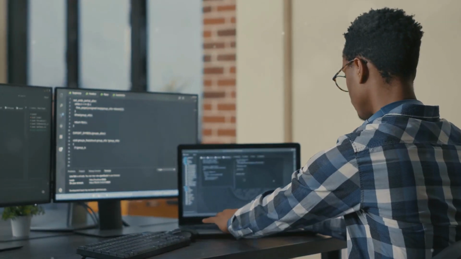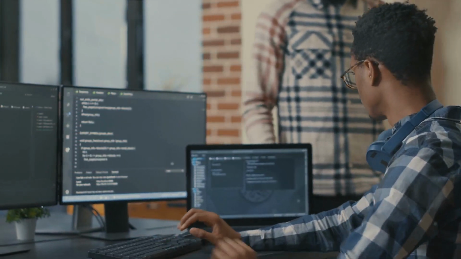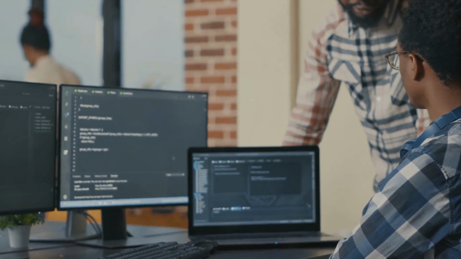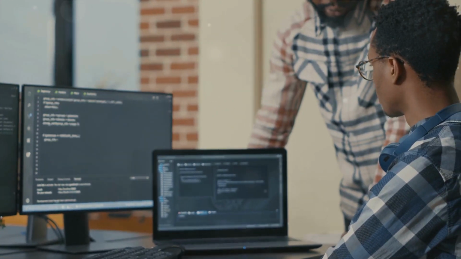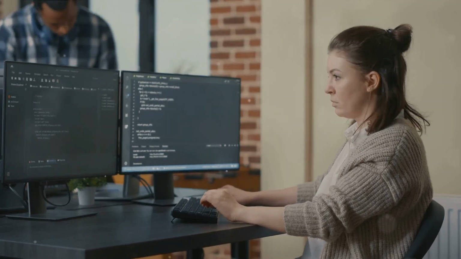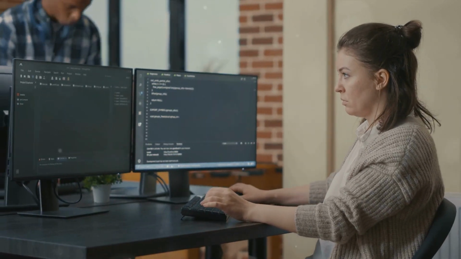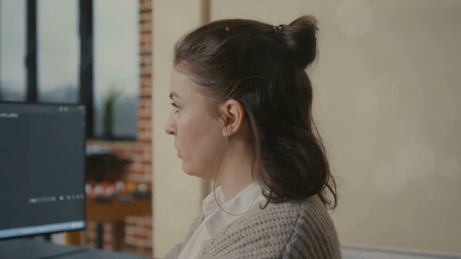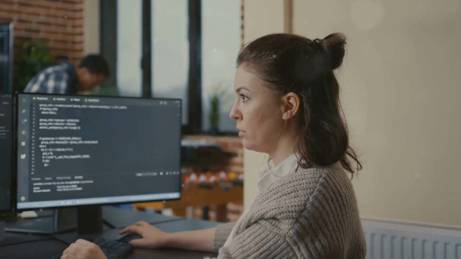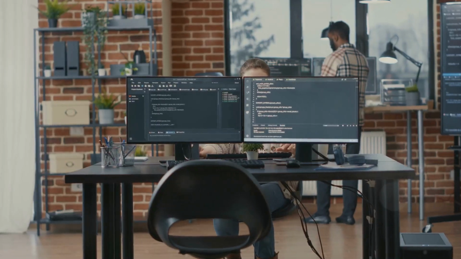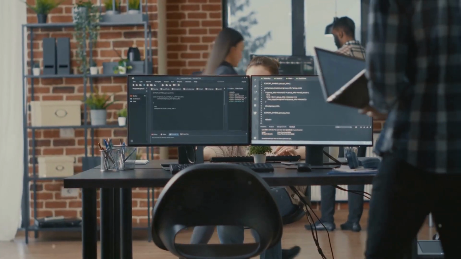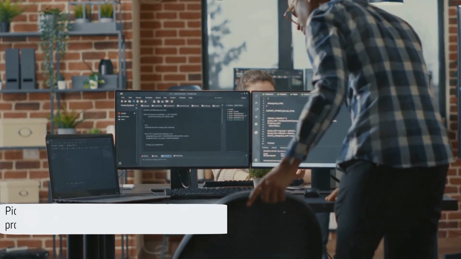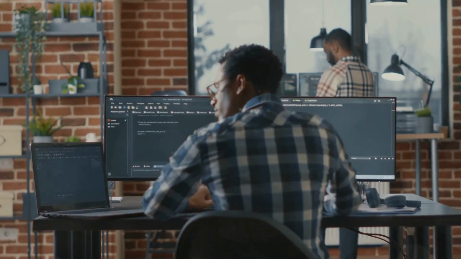These pioneering languages, Plankalkul, Fortran, ALGOL 58 and Lisp, each brought something unique to the table. They challenged the status quo, pushed computational boundaries, and broadened our understanding of what programming languages could do. These languages were not just tools, they were catalysts for change, sparking innovation and laying the foundation for the diverse array of programming languages we see today.